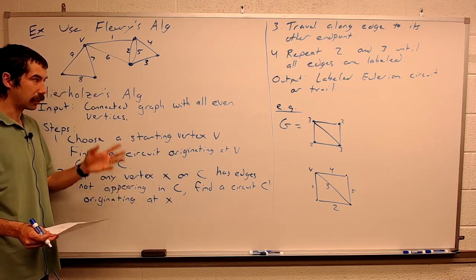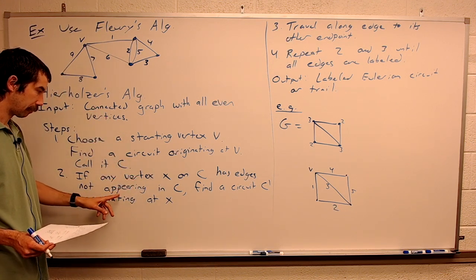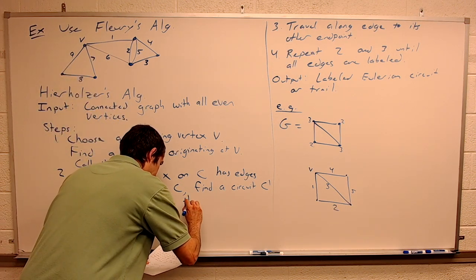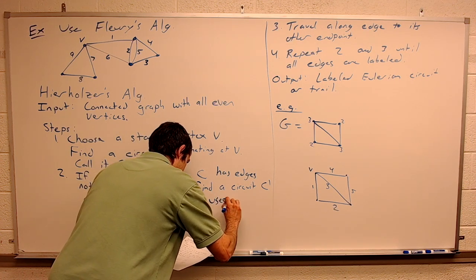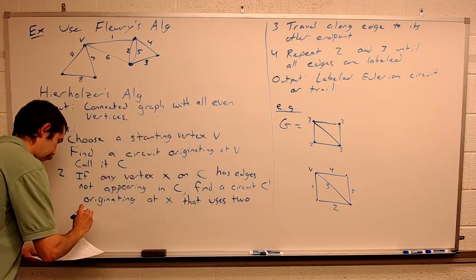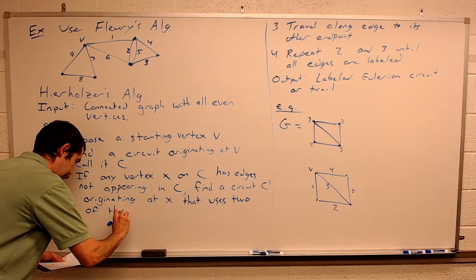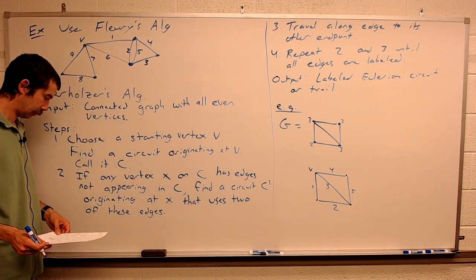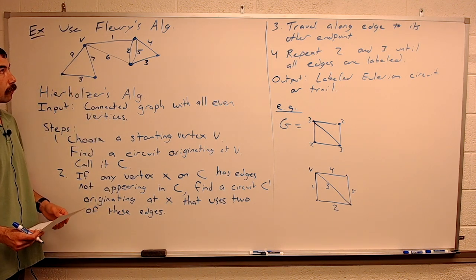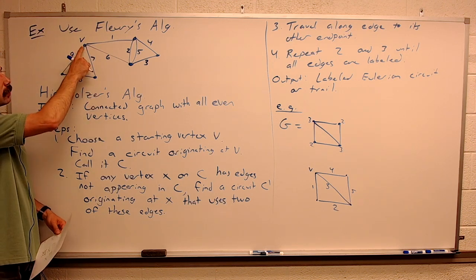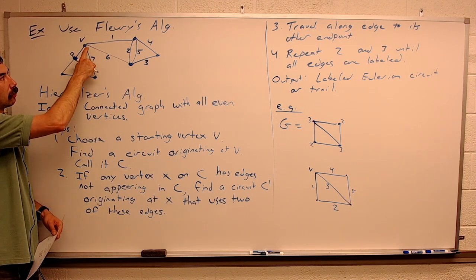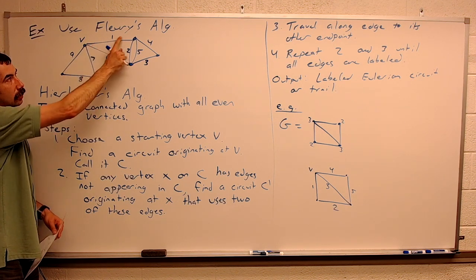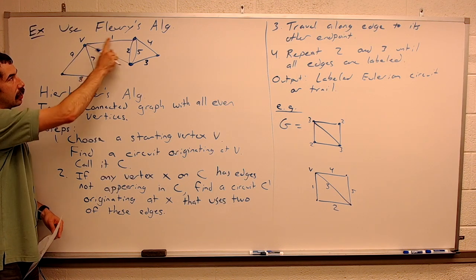And this circuit is going to use two of the edges that did not appear in C. Okay, so for instance, we'll do an example, but if C was over here, our initial vertex has some edges out of it that were not in C, so then maybe we'd find another circuit. So it would be like C and then C prime.